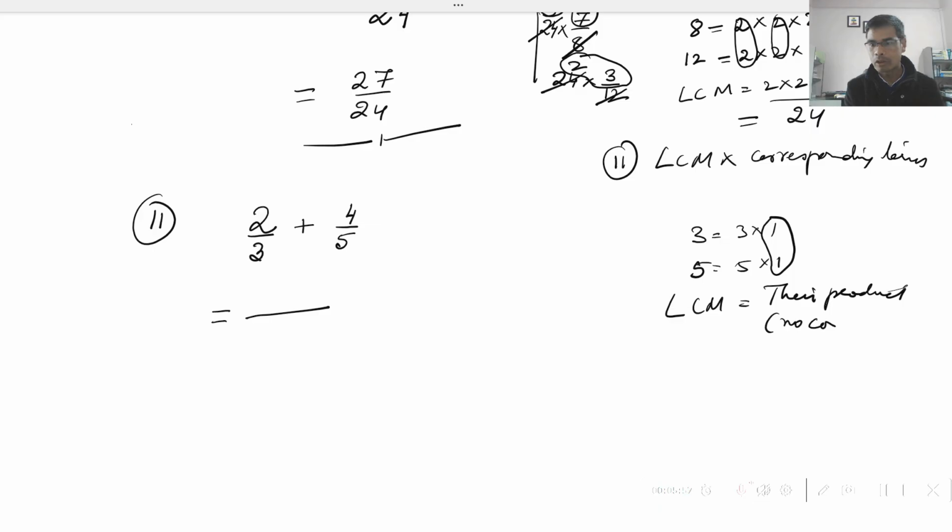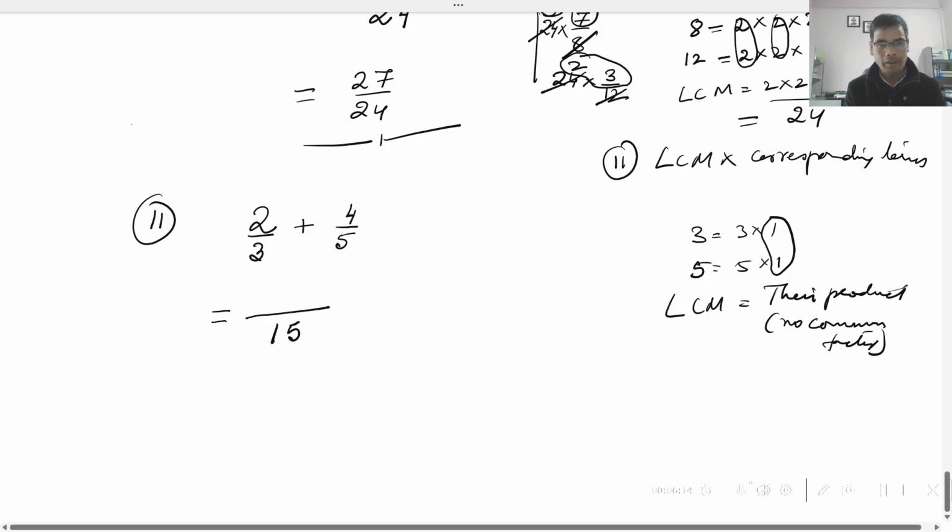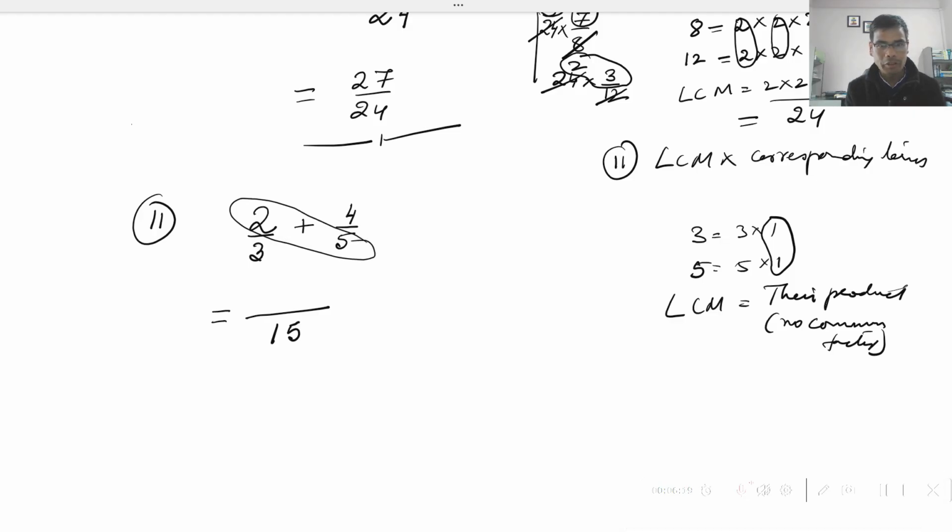So here there is no common factor. Remember this: when any two numbers have no common factor, their LCM will be their product. In this case, the LCM will be 15. Then we can simply cross multiply, what we call the butterfly rule, just like a butterfly. 5 with 2 multiply will be 10, and 3 with 4 multiply will be 12. If we add these, this will be 22 by 15.